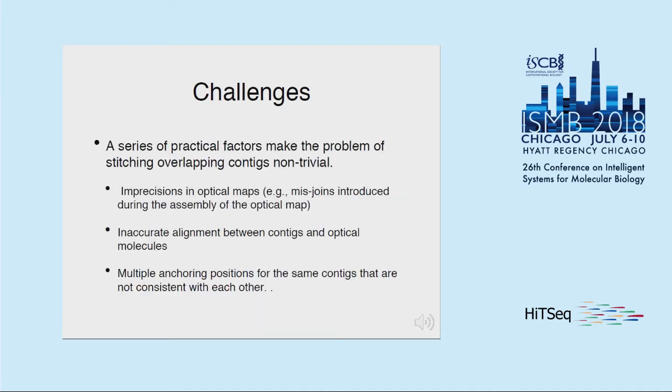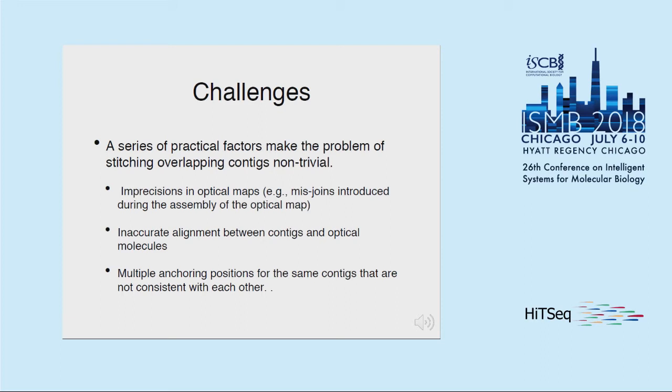The high-level idea looks very straightforward, but in practice, there are some factors which make the problem of stitching overlapping contexts very challenging. The first one is the imprecision in optical maps. As we said, the optical map can also have misjoins. So when we use the optical map molecules as a template to stitch the contexts, some mistakes could be caused.